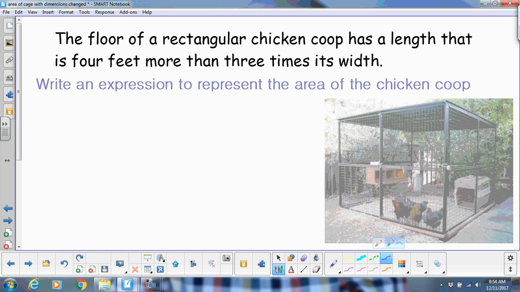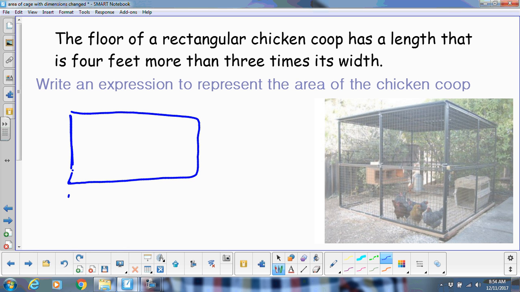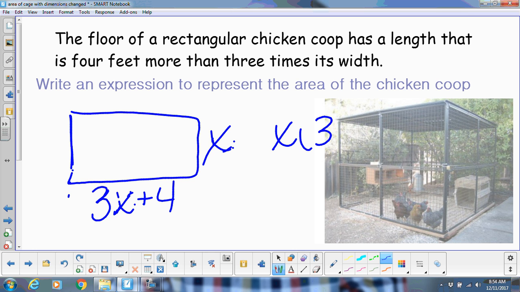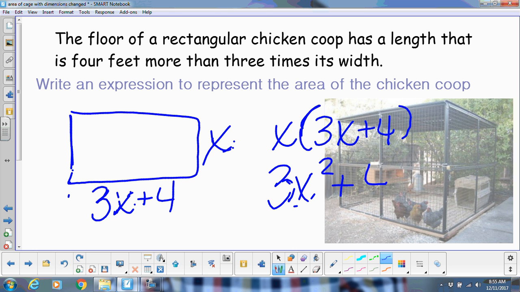All right, the floor of a rectangular chicken coop has a length that is 4 feet more than 3 times the width. How do I write 4 feet more than 3 times the width? 3x plus 4, which makes our width what? x. All right, write your area. So it is 3x squared plus 4x.